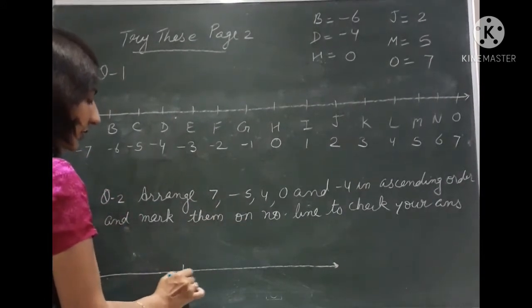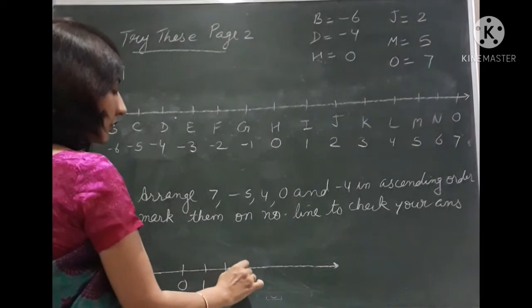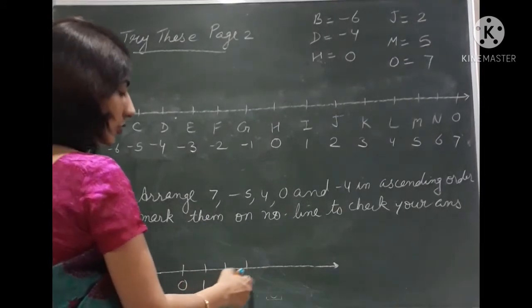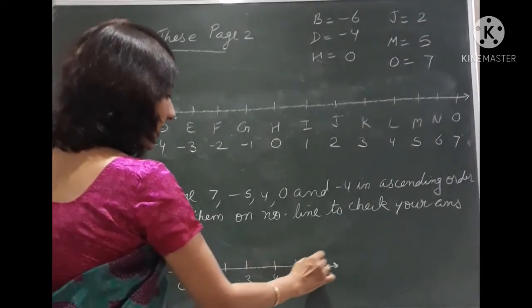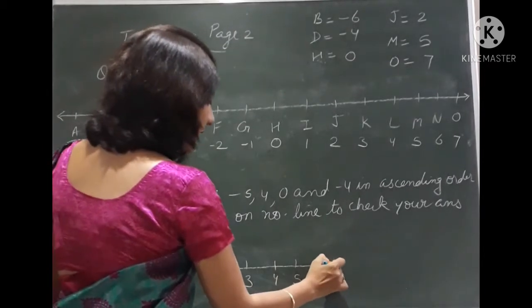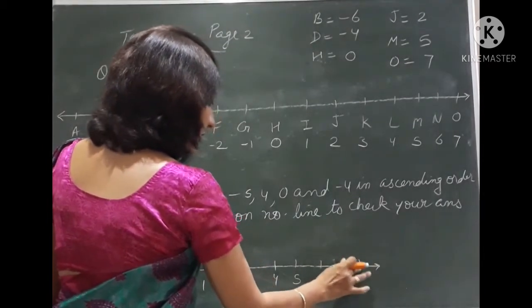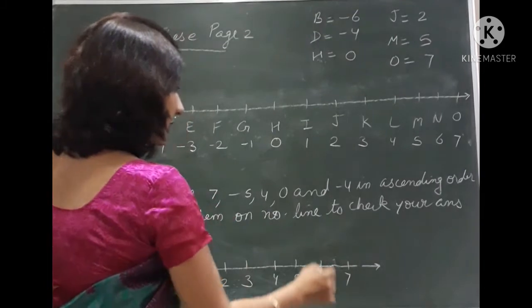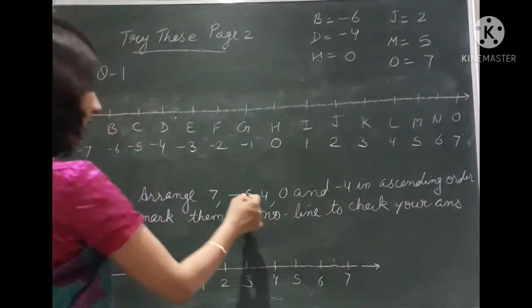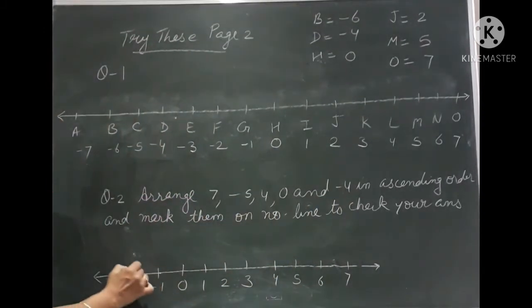So if I start from here, at equal distances, you will mark the integers 0, 1, 2, 3, 4, 5, 6 and at equal distance it will be 7. And on the left hand side, I have to go till minus 5. So minus 1, minus 2, I can extend this number line, minus 3, minus 4, minus 5.